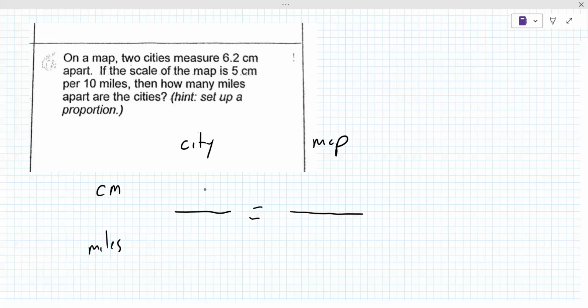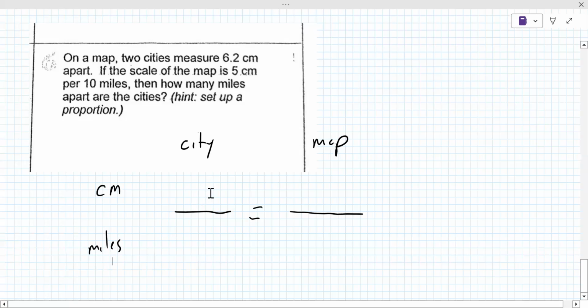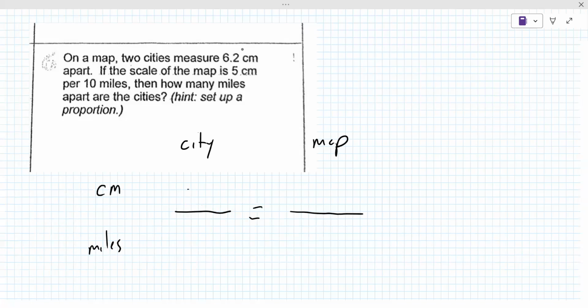And I'm just gonna do A. Okay, so I got centimeters is 5, and then miles 10. So the numerator is 5, and then for which one, the city or the map? I was doing the city. So the city, the only one they're giving you is the centimeters. Oh, sorry. Then I was doing map. So 5 and 10. And then they were 6.2 in A.